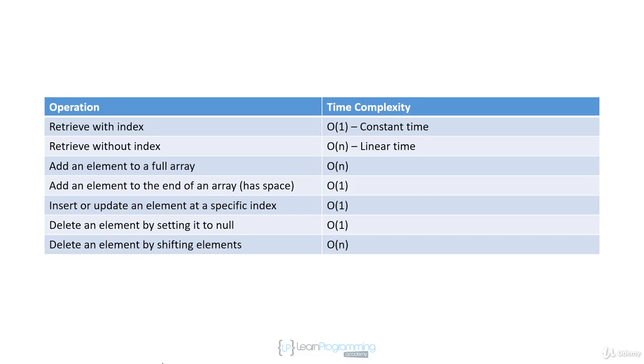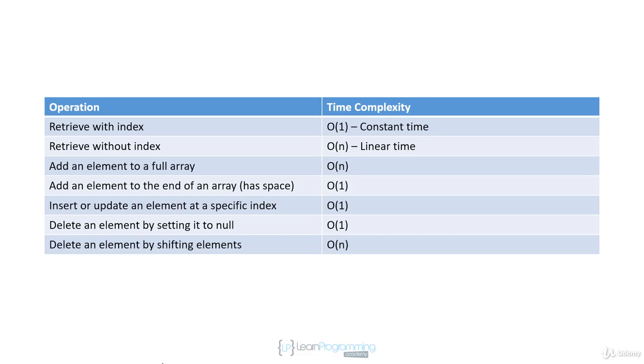We just have to know where in the array to add it, so we'd have the index for that. But we have to copy all the existing elements into the new array, which means we're going to have to loop over the entire array. So once again, this is O of n, linear time.